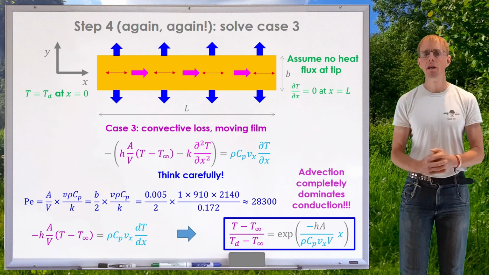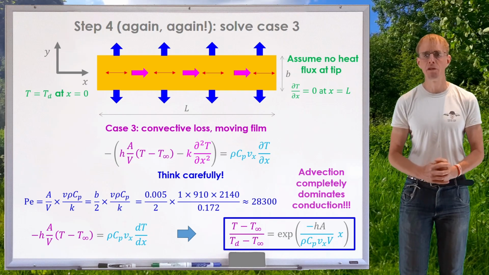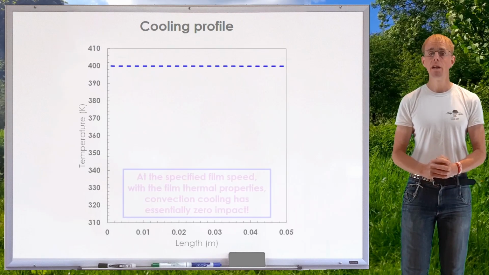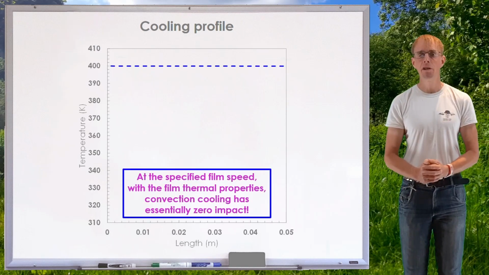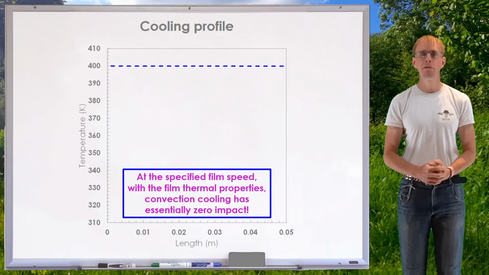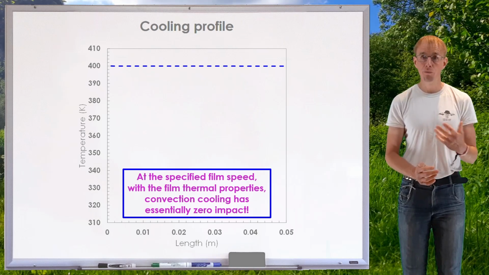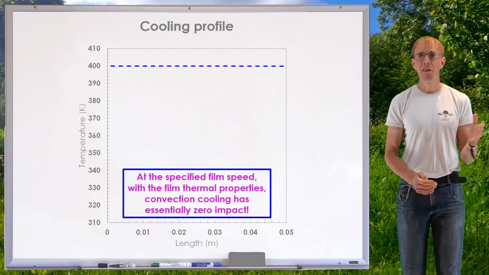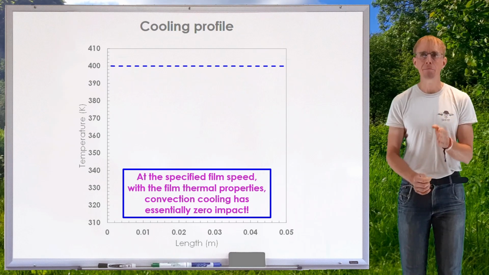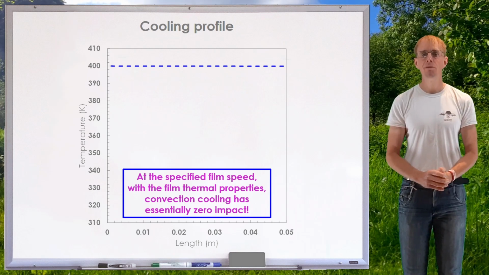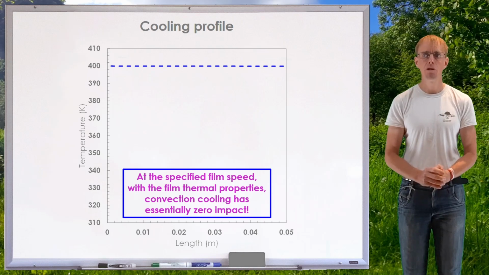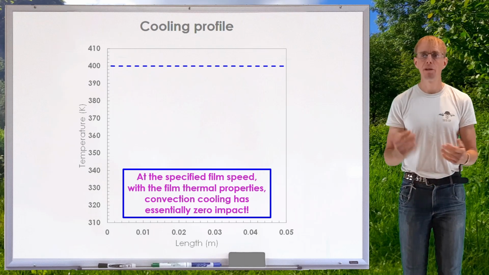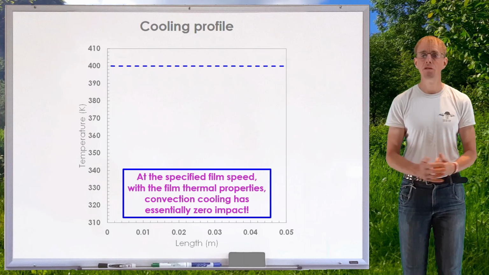Let's just substitute in the physical properties and parameters that are specific to this problem. And if I do that, what I find actually is that at the film speed I've specified, with the thermal properties of polypropylene that I've used, convection cooling when I've got a heat transfer coefficient of 50 watts per meter squared Kelvin has zero impact. That film is hitting those rollers at the same temperature it left the die, which may give you some insight as to why chilled rollers tend to be used in film casting processes. Film casting processes run quickly. Natural convection cooling over small distances isn't really going to do anything.